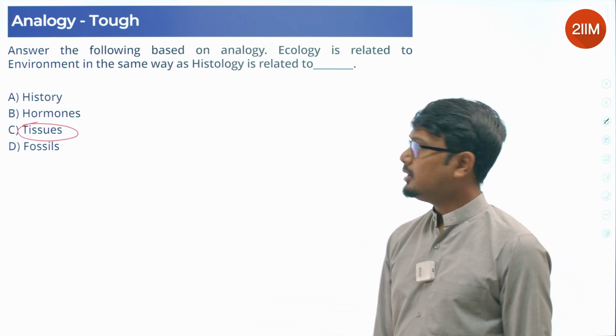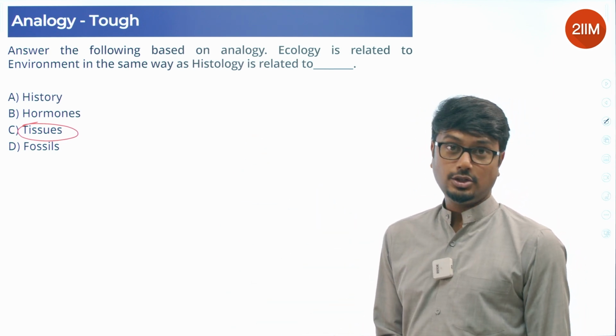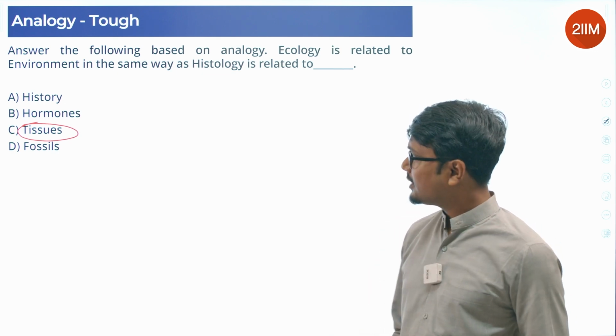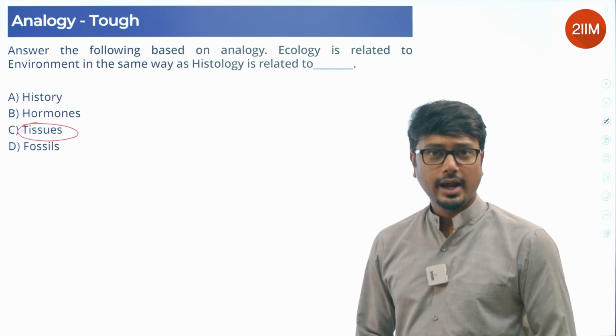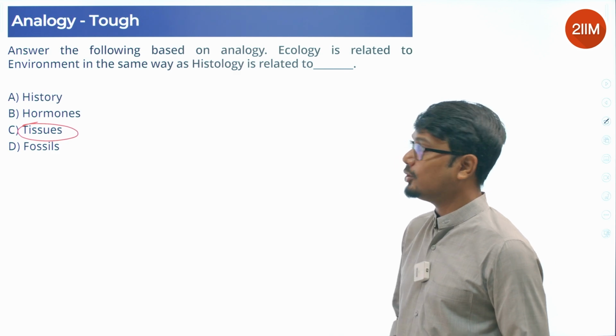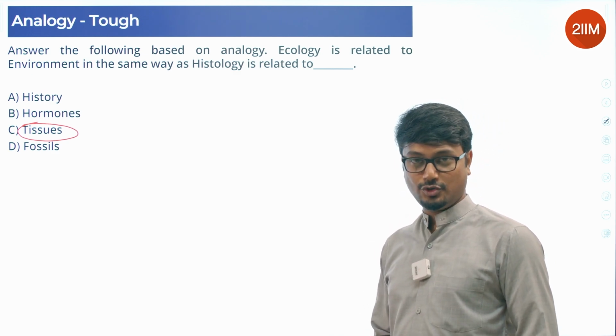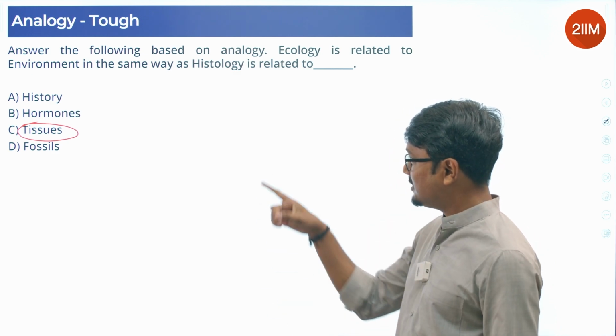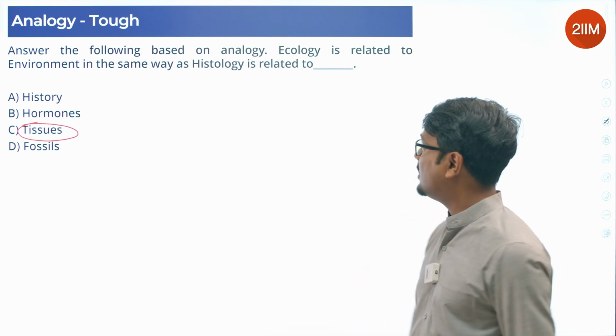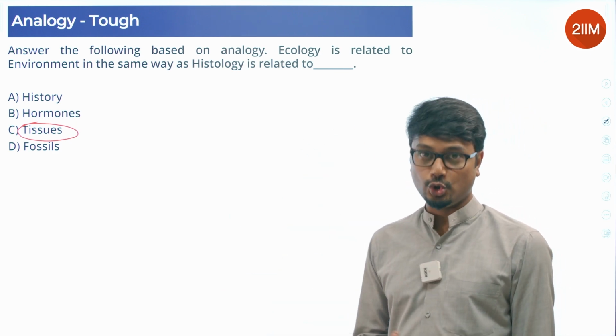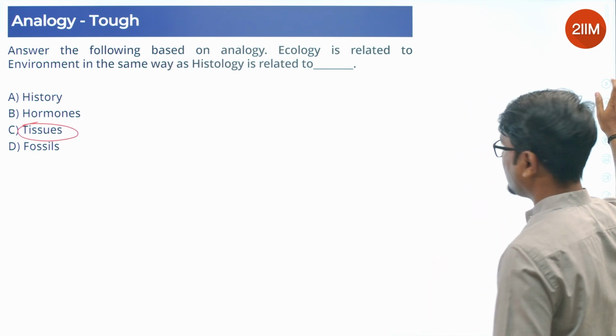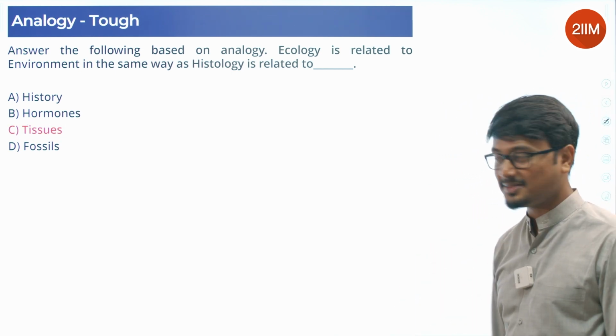Study of history is historiography. Study of hormones is endocrinology, and study of fossils is paleontology. So here the answer is supposed to be tissues. Histology is the study of tissues. I think the answer is obvious. Yes, that's the right answer.